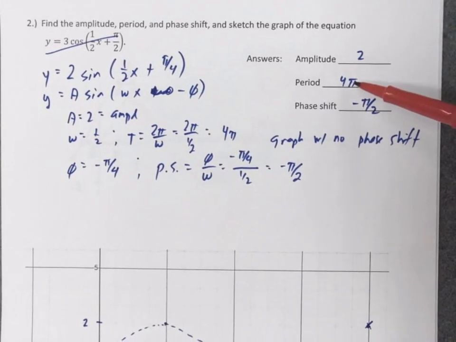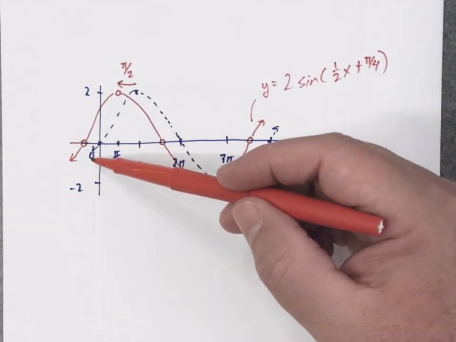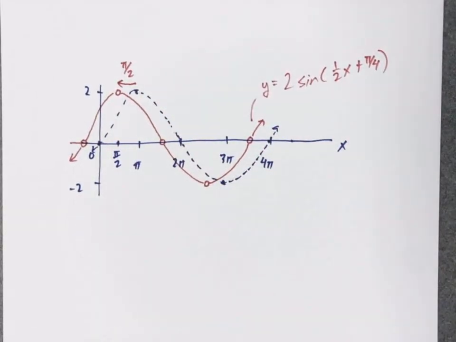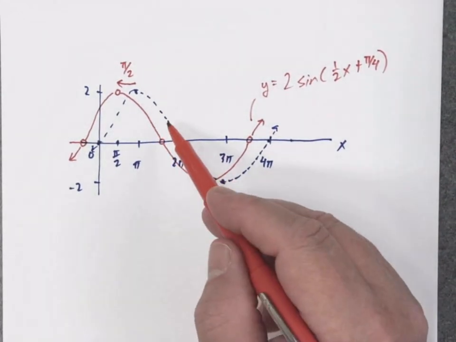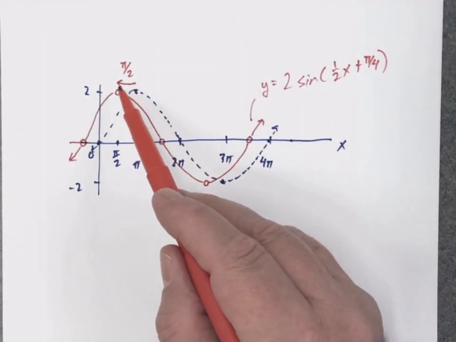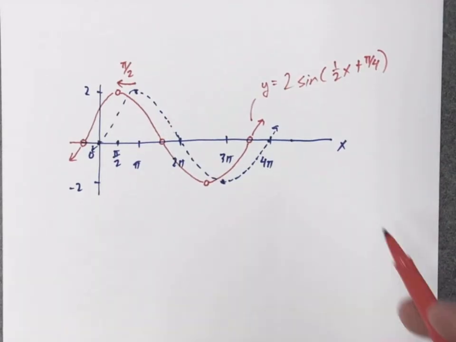Once I got the amplitude and the period, I went ahead and made this graph a dashed line, which is the no phase shift graph. And then when I determined the phase shift as negative pi over 2, I take my no phase shift graph, and in this case I moved it to the left pi over 2 in order to get the graph of my equation. All right, so in this homework assignment, you're going to have 5 of these graphs to create. Hopefully you'll be able to do them well. And this is something you need to be able to do, so hopefully this will help.